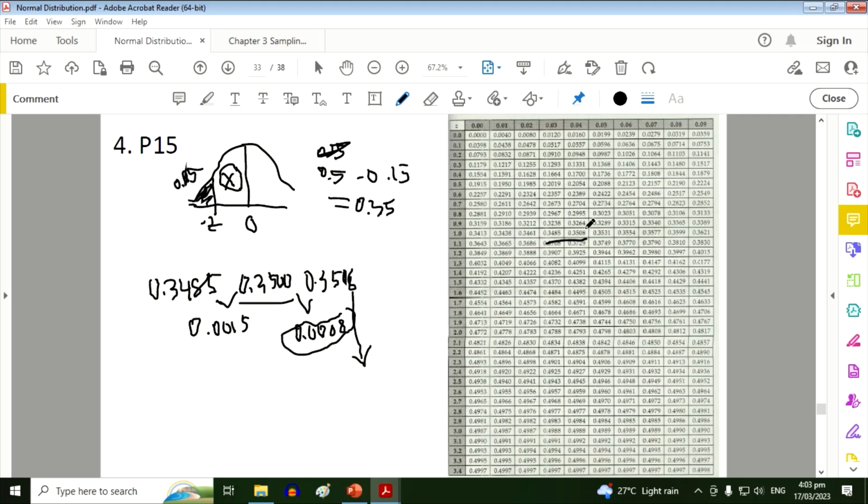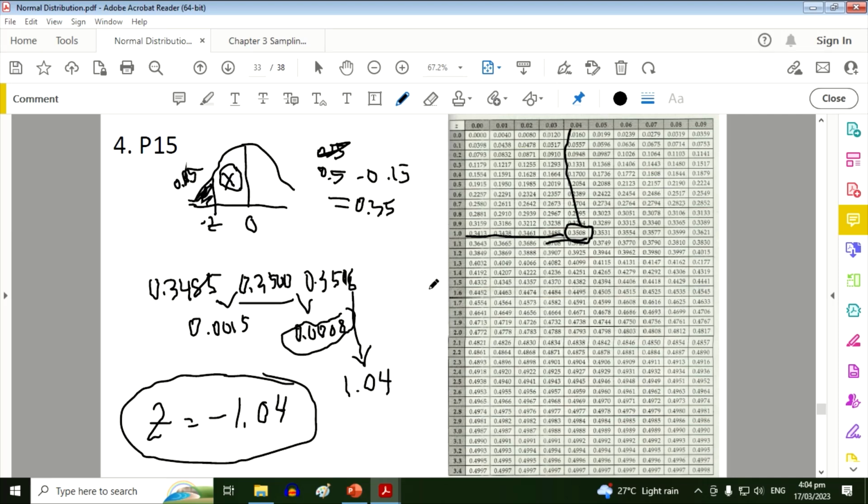Now the z-score for 0.3508 is 1.04. Now, since this is at the left side of 0, our final answer is negative 1.04. So this is the corresponding z-score of the 15th percentile.